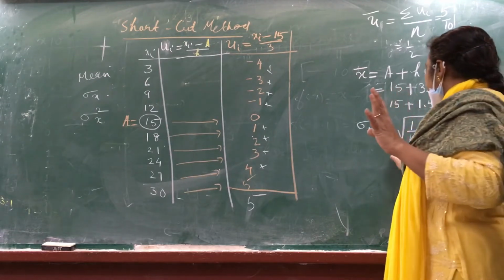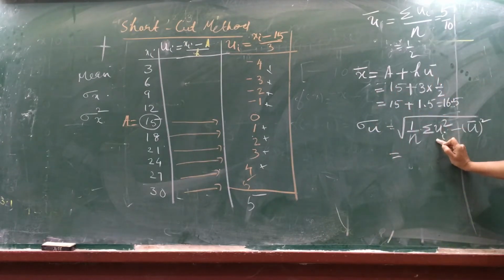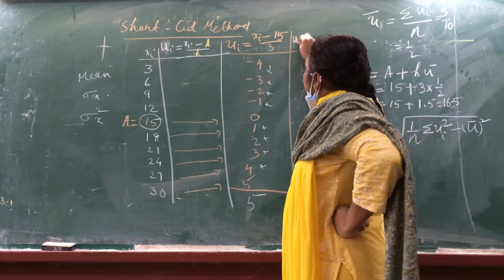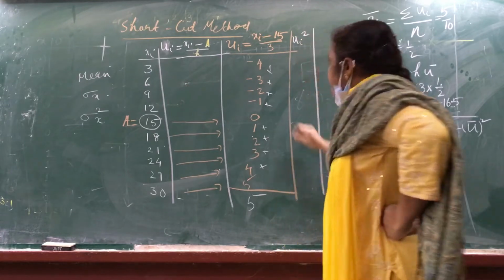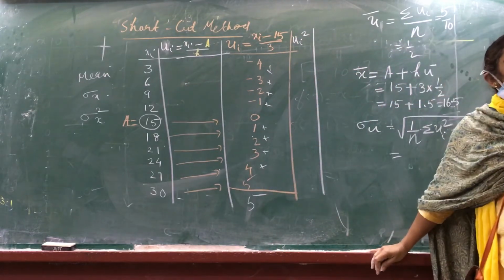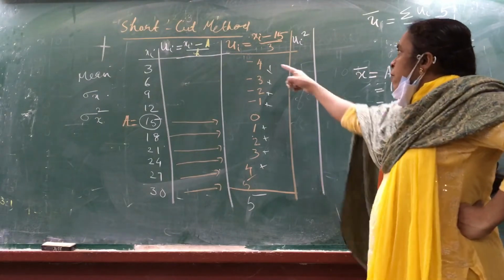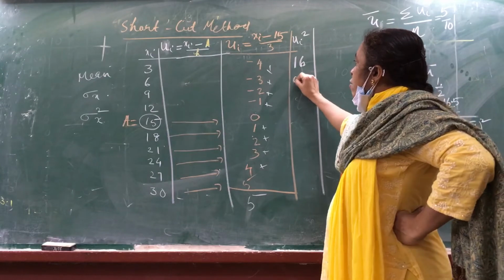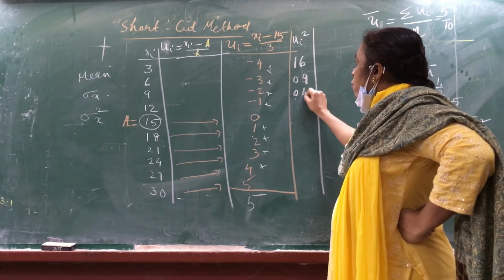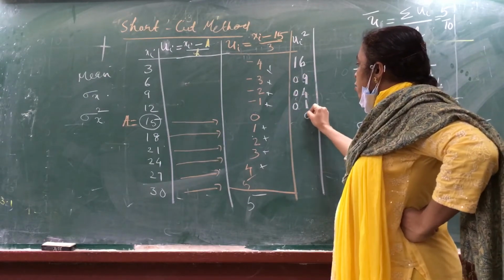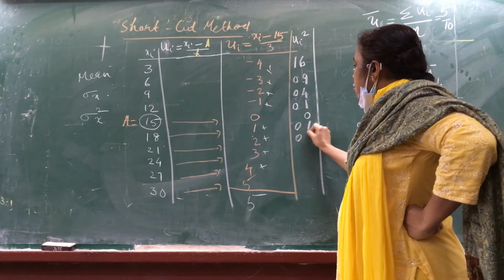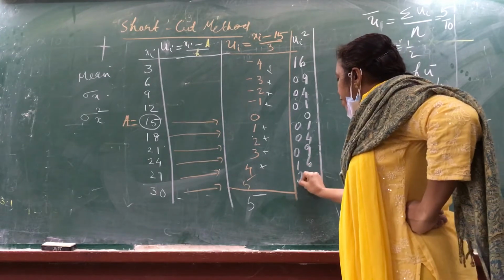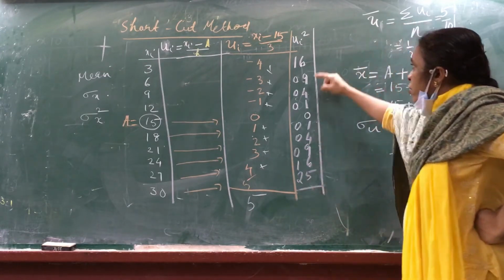To find this out, what do we need? We need ui square. So what should be the next column? ui square. That also is, find the squares. Minus 4, the square is 16. 0, 9, 0, 4, 0, 1, 0, 0, 1, 0, 4, 0, 9, 16, 25. What you do? You add it.